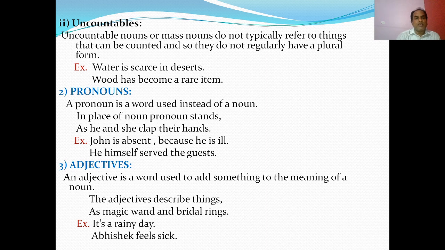Okay, so let us discuss the adjective. What is an adjective? Adjective means a noun describer, noun qualifier. An adjective is a word used to add something to the meaning of a noun. We can say an adjective is a word which can qualify a noun, which can describe a noun: noun describer or noun qualifier. The adjectives describe things as magic wand and bridal rings.